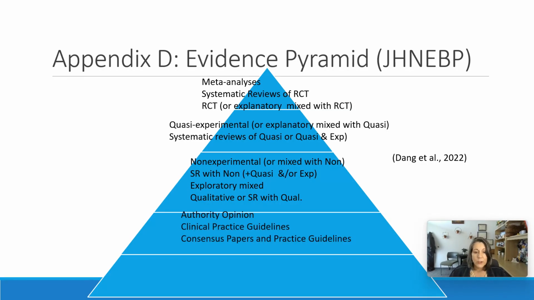Well, what's in level 4? Level 4 includes authority opinions. So these are expert opinions that have been written up based on evidence, but they're not the evidence itself. It's almost sort of a secondary source. So clinical practice guidelines are another secondary source.